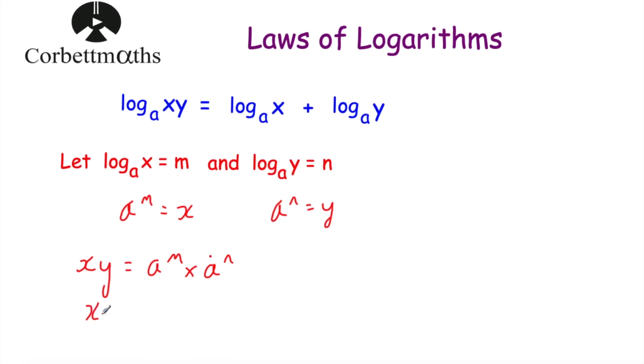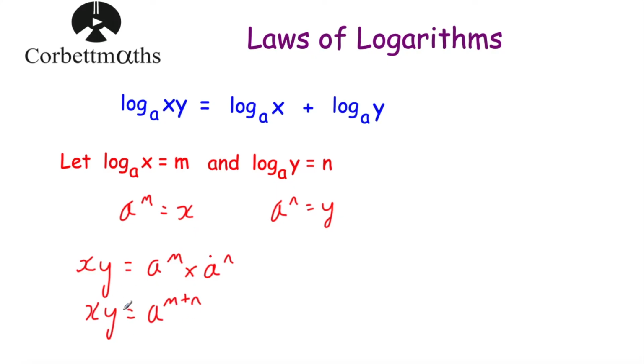So xy would be equal to, adding the powers, a to the power of m plus n. So for instance, if this was to the power of 10 and this was squared, you'd have a to the power of 12. You'd add the powers together, so it'd be m plus n. So this is fantastic. We've now got xy is equal to a to the power of m plus n.